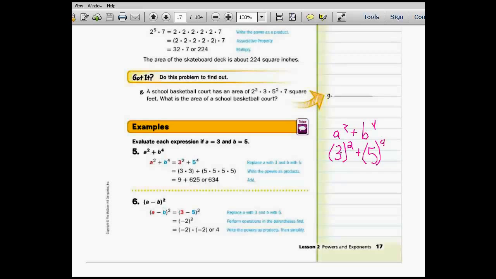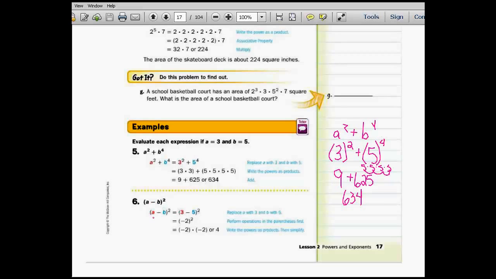So 3 squared, 3 times 3, is 9, plus 5 times 5 times 5 times 5. So we've got 5 times 5, which is 25. 25 times 5 is 125. 125 times 5 is 625. And again, if you have to go off to the side and work that out, that's perfectly fine too. So add those two together, you would get 634.